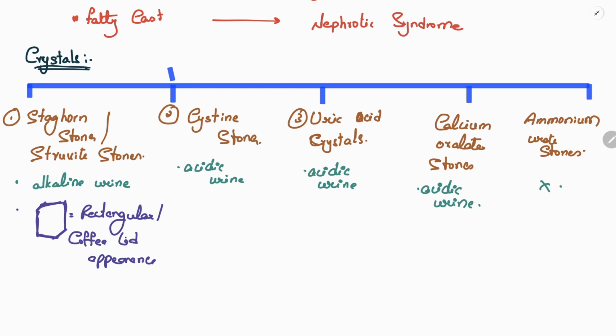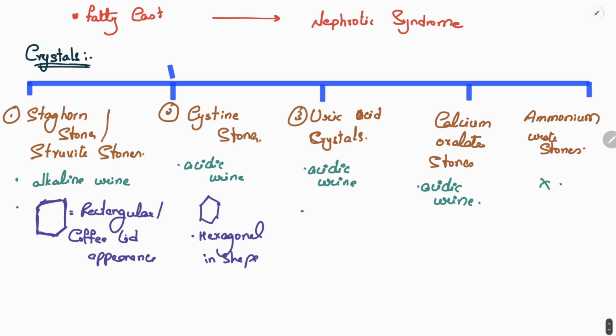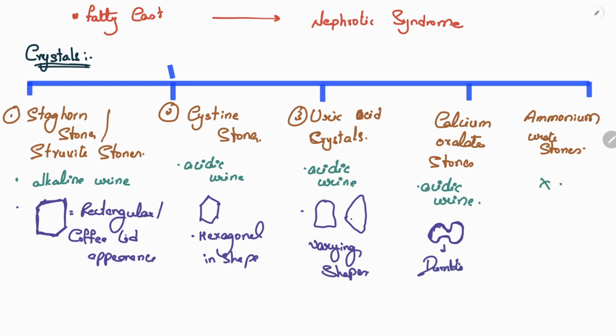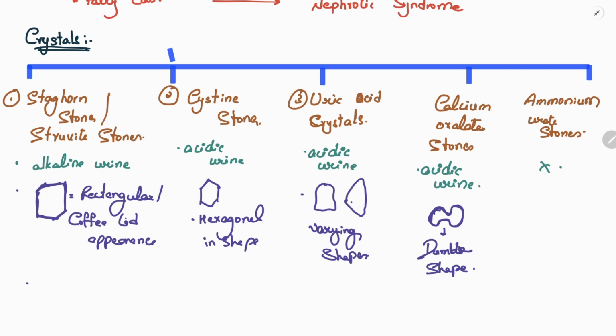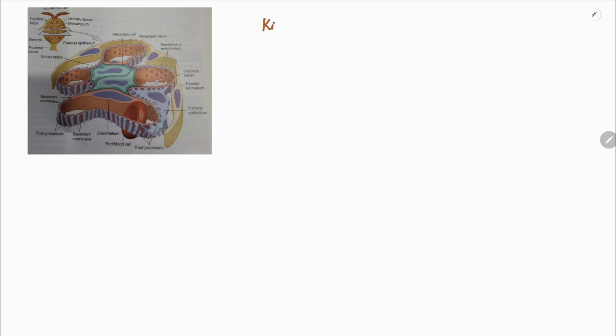The second one is cystine. They are hexagonal in shape. And uric acid crystals have varying shapes, the shape may be any kind. And calcium oxalate, calcium plus oxalate, the name itself is saying two components are involved. So it is dumbbell shape. Okay, so these are the points that you must remember. It is also important for you to note which is radiopaque and which is radiolucent. Okay, now let's discuss the kidney biopsy.